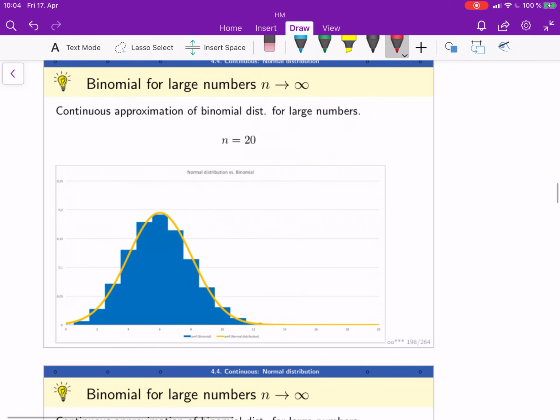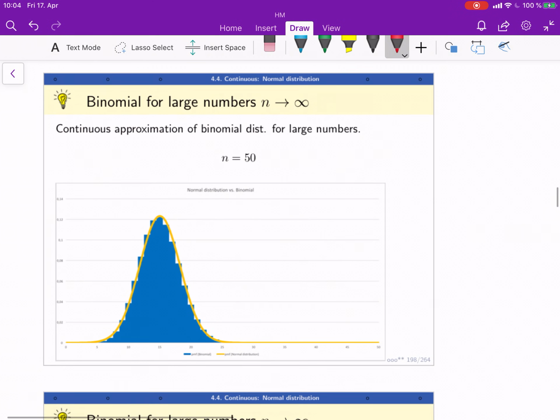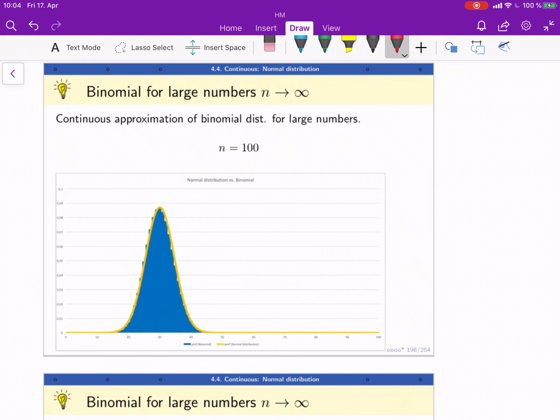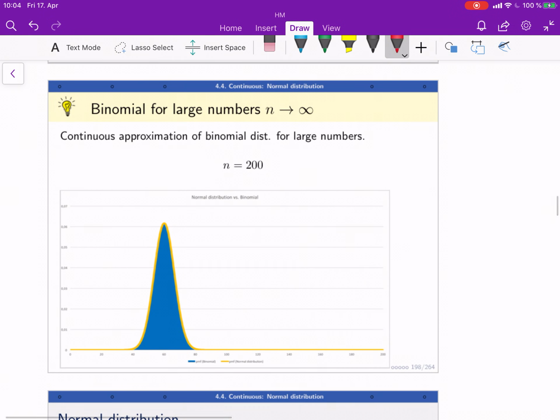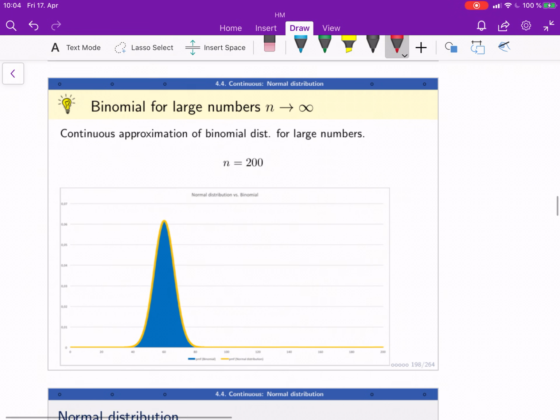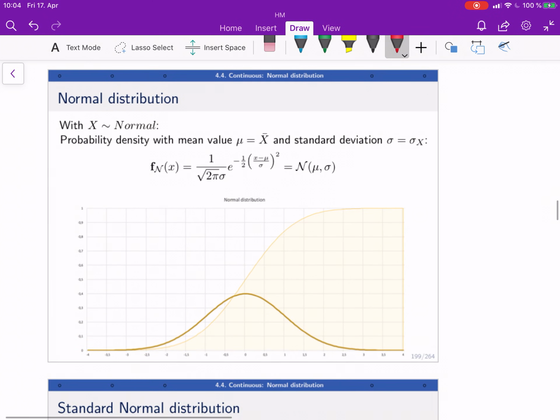And then if I go up with the number n to 20, 50 coin flips, 100, 200, 200 is the maximum, then we see they just look the same. So what does the normal distribution look like? The idea is it's kind of the continuous version of binomial.